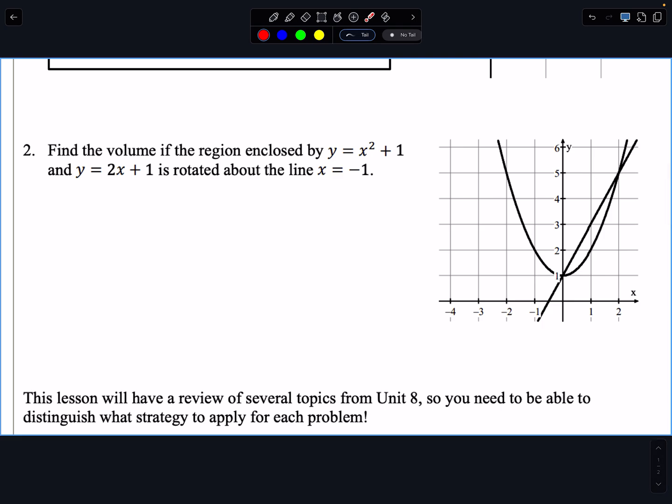Problem number 2. Find the volume of the region enclosed by y is equal to x squared plus 1 and y is equal to 2x plus 1, rotated about the line x is equal to negative 1. So here's x is equal to negative 1.